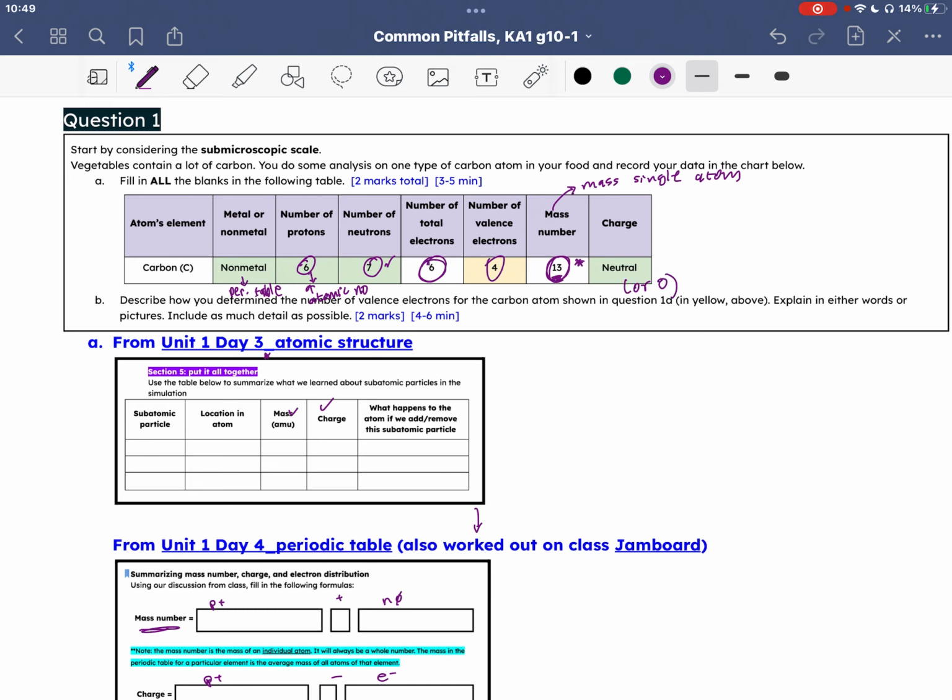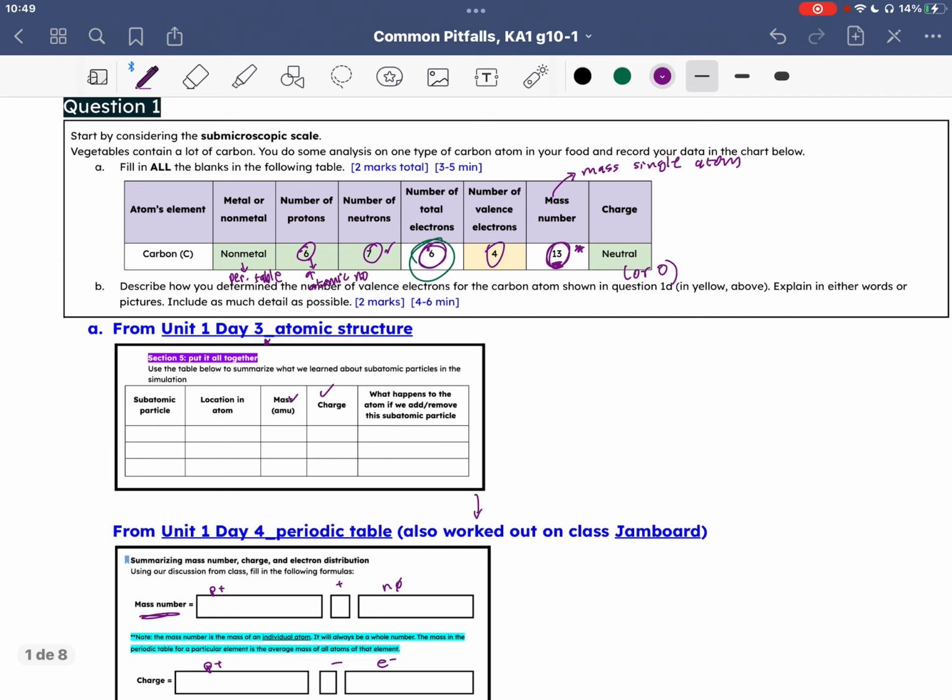And now let's talk about valence electrons for B. So there were a couple things you could have done here. You could have either looked at number of total electrons, and you could have said, okay, I know there's 6 total electrons. I know that the first energy level must have 2 electrons. That means there must be 4 in the second energy level. Valence means outer shell, and so 4 valence electrons.